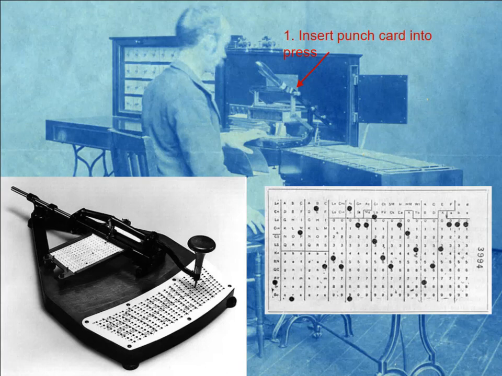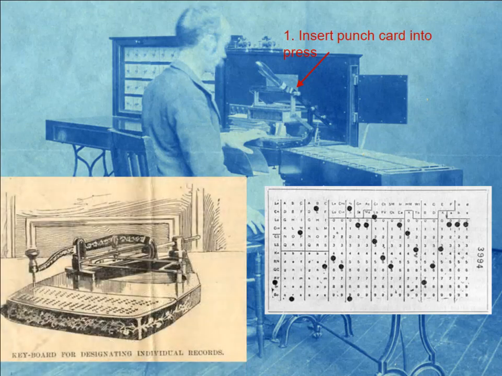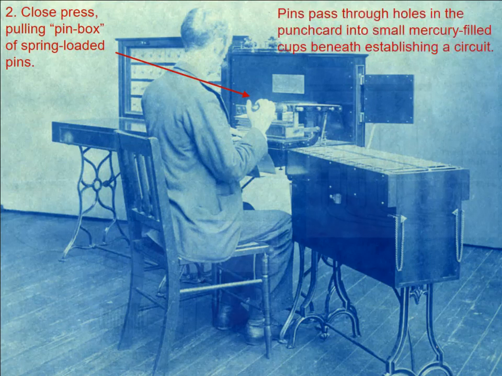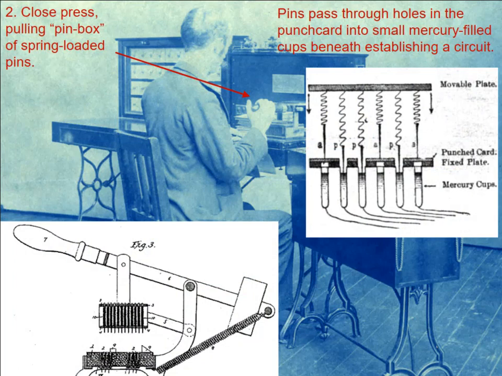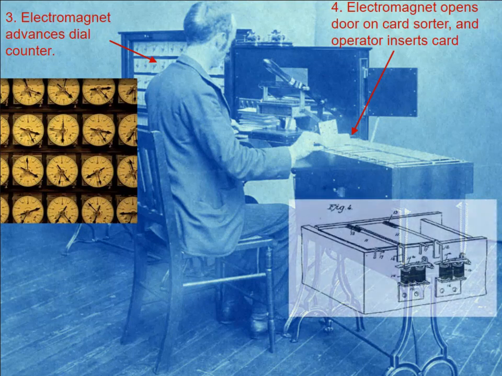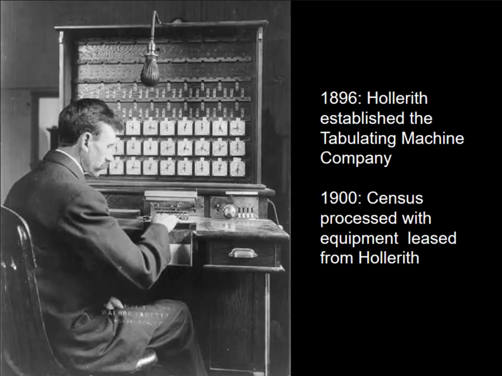Here's the key punch machine. There's the card. They actually called it a keyboard for designating individual records. And then you close the box, pulling down the box of spring-loaded pins. And so it's kind of like this waffle iron thing. And over on the right, you can see a cross-section of the pins. There's mercury cups. And wherever a spring-loaded pin hits a hole, it goes into the cup, makes a connection, and that makes an electromagnet advance a dial counter. And in addition, it opens a door on the card sorter, and the operator inserts the card into the box. So that's the way it worked.